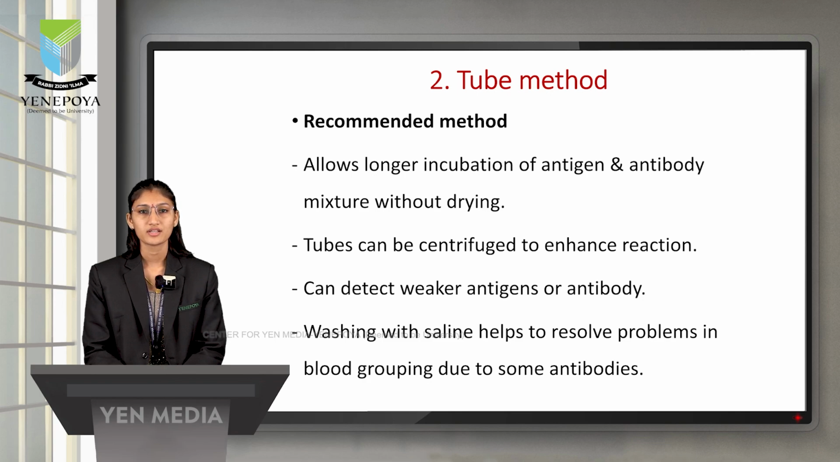Next, let's see the tube method. As the name suggests, we are using a test tube for the test, and it is the recommended method used in all labs. It allows a longer incubation of the antigen and antibody mixture without drying. Since we are using test tubes, we can centrifuge and also incubate. Tubes can be centrifuged to enhance the reaction, and can also be used to detect weaker antigens or antibodies. We can also wash the cells. Washing with saline helps to solve problems in the blood grouping system caused by excess antibodies.